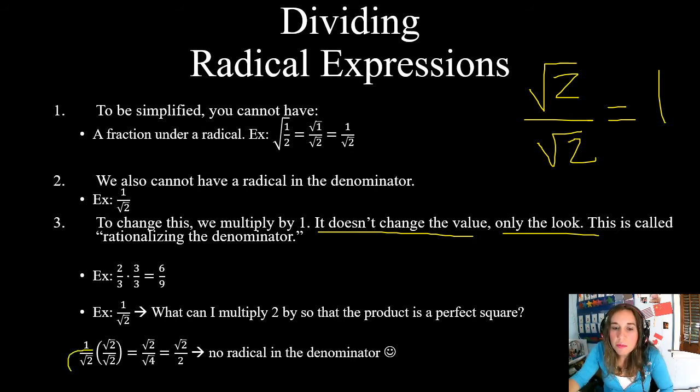Okay? And that's what you're going to do every single time. Whatever is in your denominator, you're just going to take that and put it in the numerator and the denominator to get your factor of 1, and multiply, okay? Because that will give you the perfect square you're looking for in the denominator. That's what we're going to do, all right?